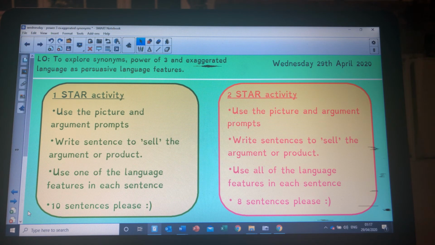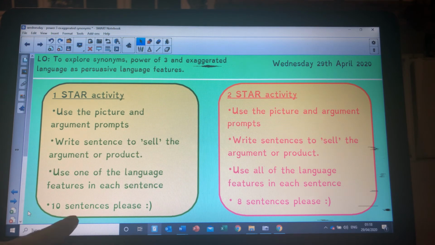Okay, so a simple sentence. And you're going to write a sentence to sell the argument or the product to me, like I did with the teddy bear. Now, for each sentence or each prompt that you use, you're going to use one of the language features in that sentence. So you might use a synonym. So rather than just saying the teddy bear is fluffy, you're going to look up the word fluffy in a thesaurus and you're going to find a stronger adjective to describe it. You're going to make it sound better by using a better adjective. Okay, or you might use power of three. You might think, I need to use 3 words to describe it to make it sound better.